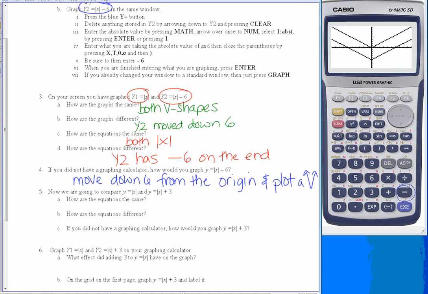Okay. All right. So now we're going to compare the absolute value of x and the absolute value of x plus 3. It asks, how are the equations the same? Well, just looking at the equation, again, both of them have that absolute value of x. How are the equations different? The second equation has a plus 3 on the end.